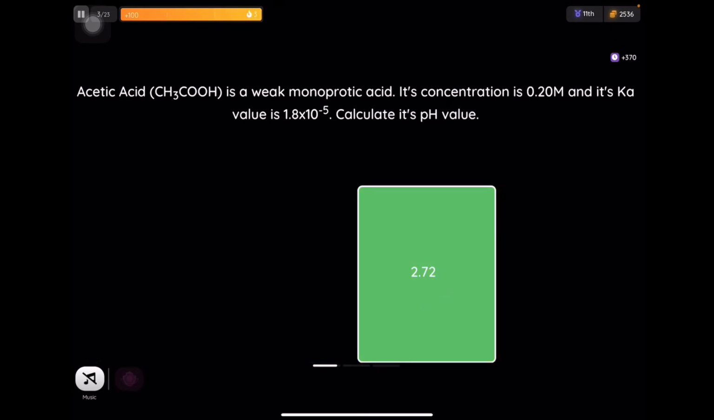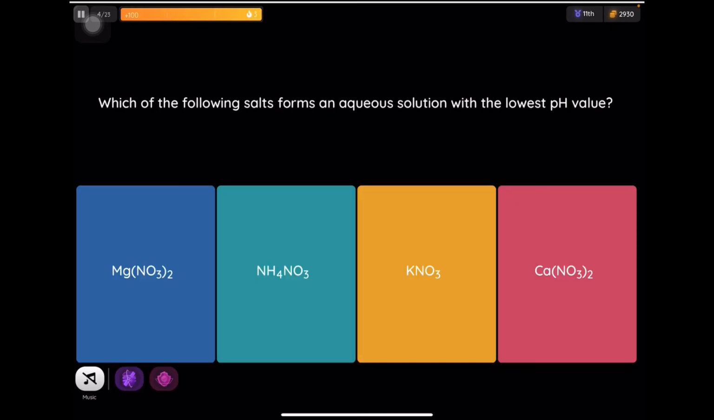2.72. Which of the following salts form an aqueous solution with the lowest pH value? So here lowest pH value means it must be an acidic salt. An acidic salt is made from a strong acid and a weak base combination, and that would be NH4NO3.